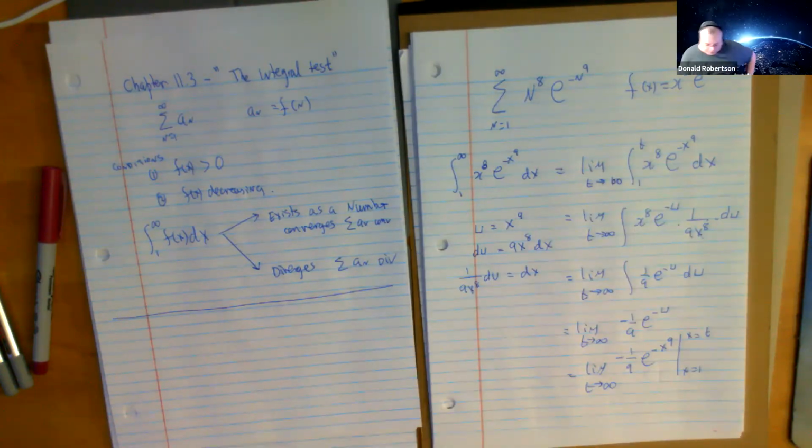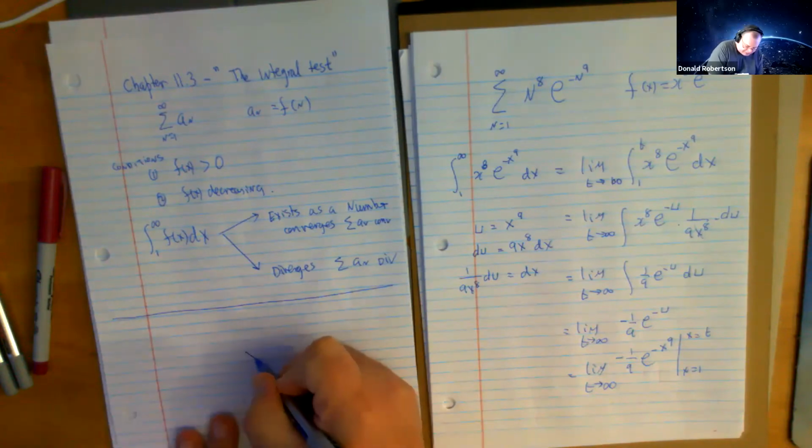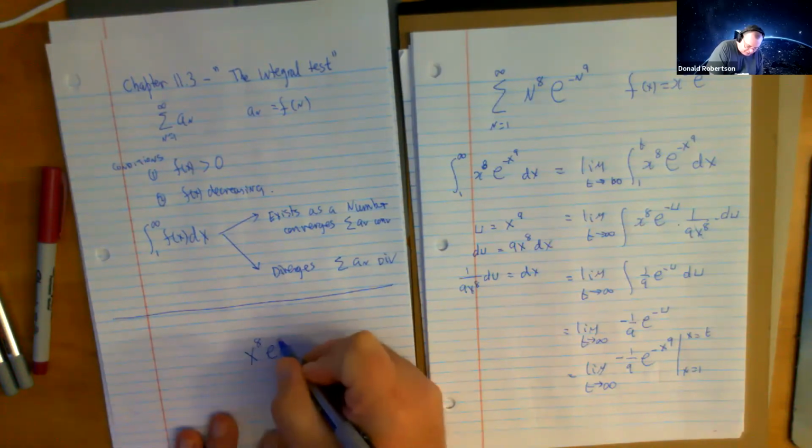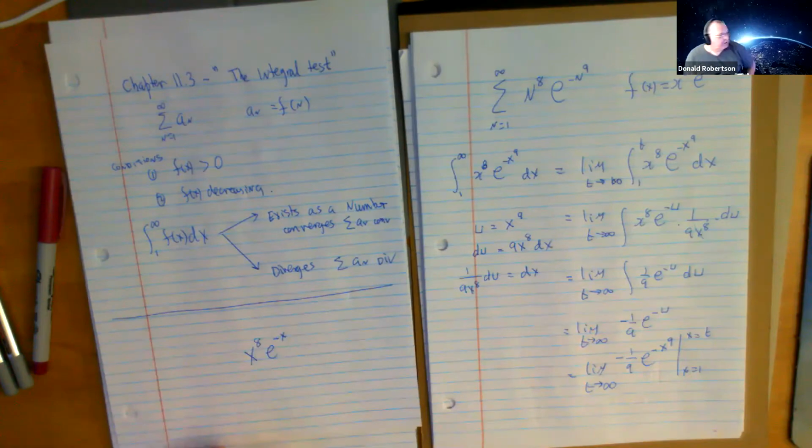Essentially, now, if it had been x to the 8 e to the negative x, that would have been integration by parts. It also would have been a very long integration by parts because I think I'd have to do it 7 or 8 times before I was finished. I mean, I would eventually get it, but I don't think it would be a fair question to ask you just because of the workload involved.